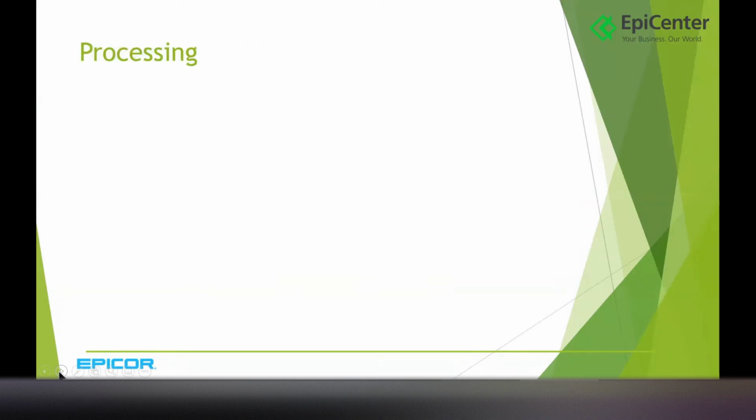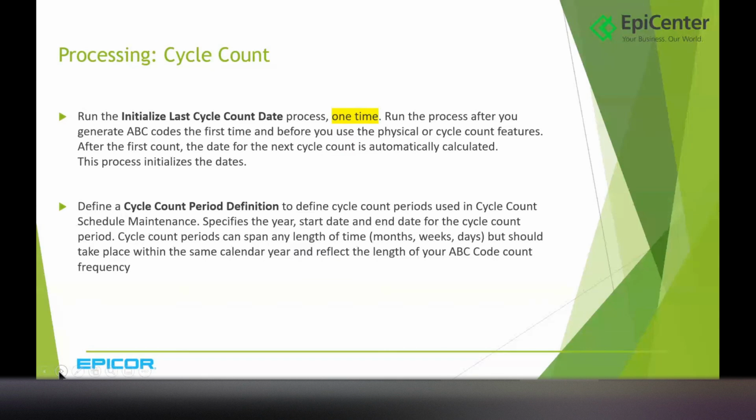Sorry about that all. Okay, so processing. So you only need to do this once. You could do it more, but you only need to do it one time, is run the initial last cycle count date. That'll put a date on all your parts of the last time it was counted, even if you haven't counted them. Okay, so really all you need to do is run that once and set it and forget it. That's all you're done.